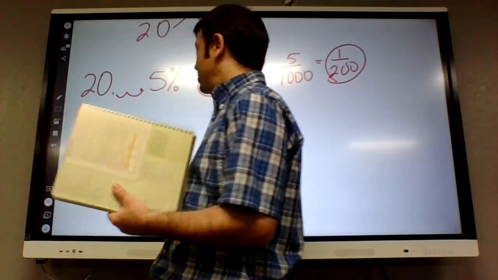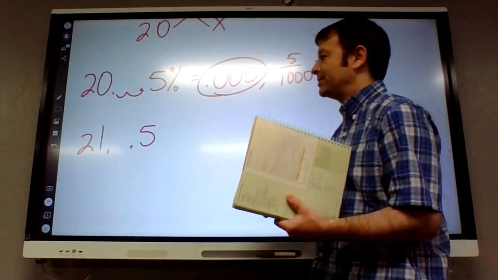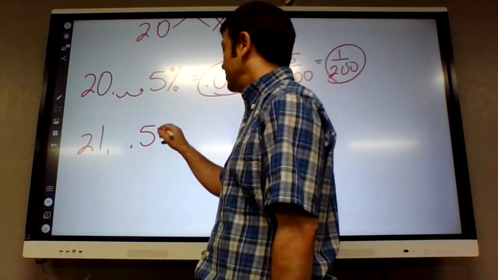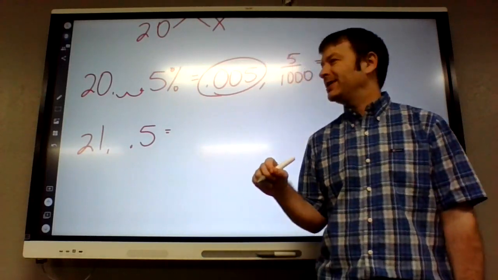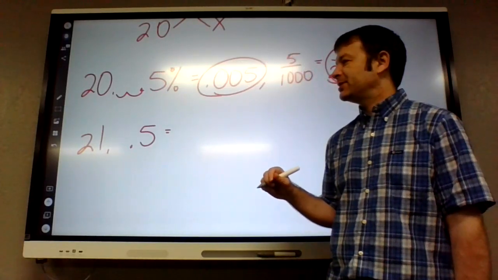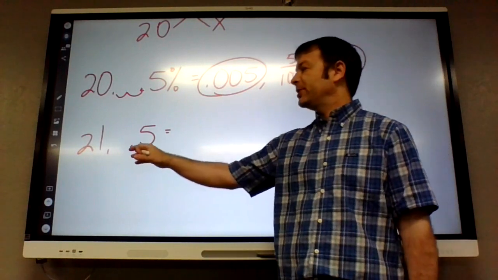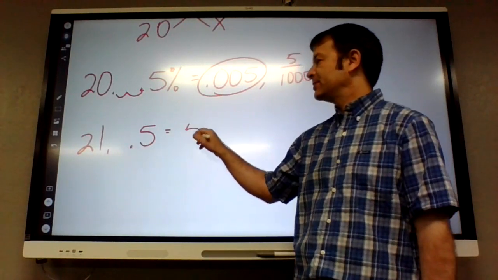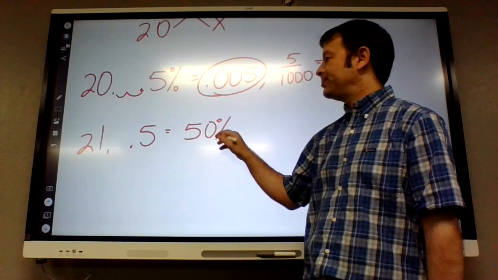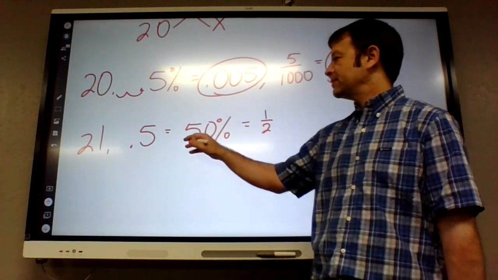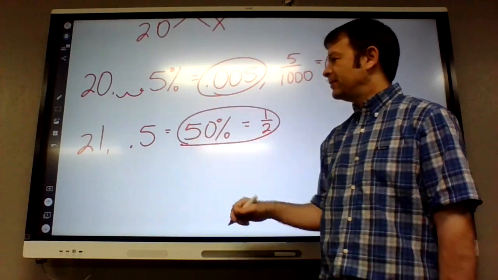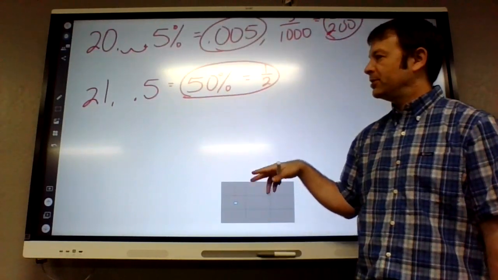All right, so this time we're going from decimal to percent. And we'll do fraction after that. This one you guys might know by heart. What's 0.5 as a percent? 50%. Right, so we're going the opposite direction this time, so it's 50%. And what's 50% as a fraction? 1/2. 50 over 100 reduces to 1 over 2.